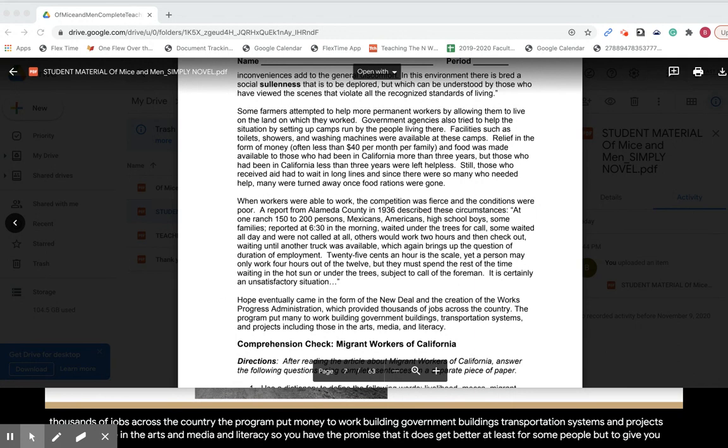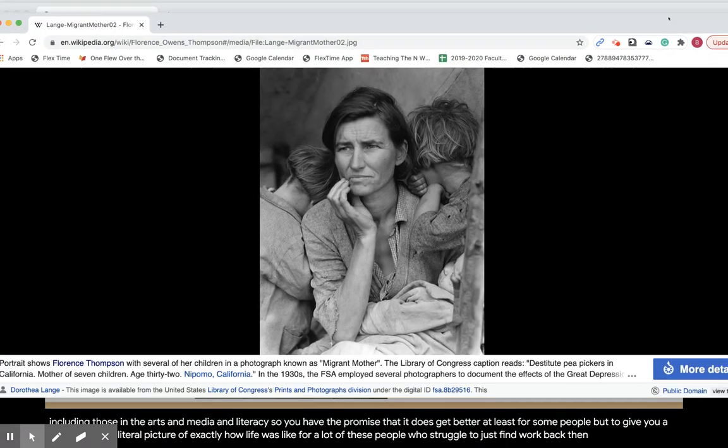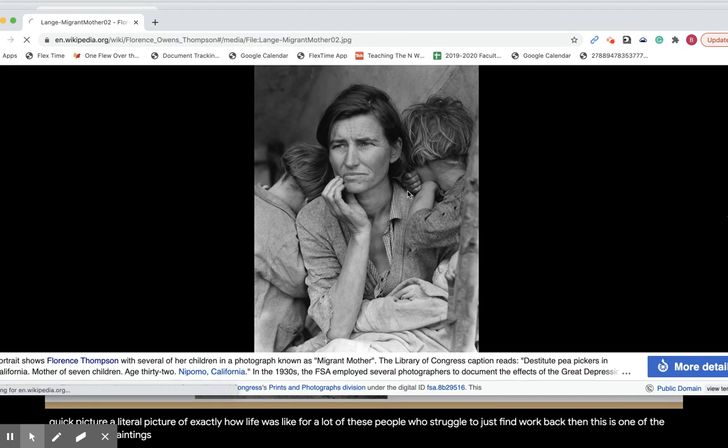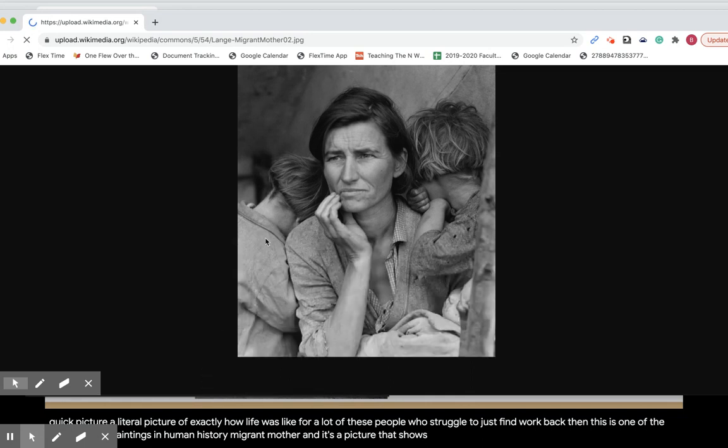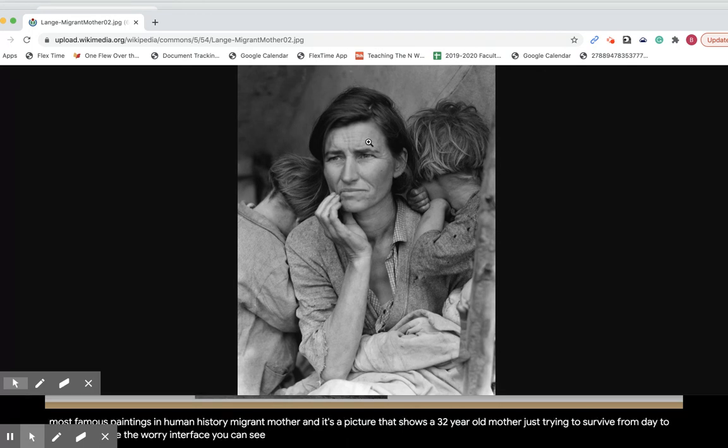So you have the promise that it does get better, at least for some people. But to give you a quick picture, a literal picture of exactly how life was like for a lot of these people who struggled to just find work back then, this is one of the most famous paintings in human history, Migrant Mother, and it's a picture that shows a 32-year-old mother just trying to survive from day to day. You can see the worry in her face. You can see how prematurely lined and wrinkled she is just from the stress of the existence that they have. And you can see that she has her two children just burying their heads into her shoulder. These are not happy times.